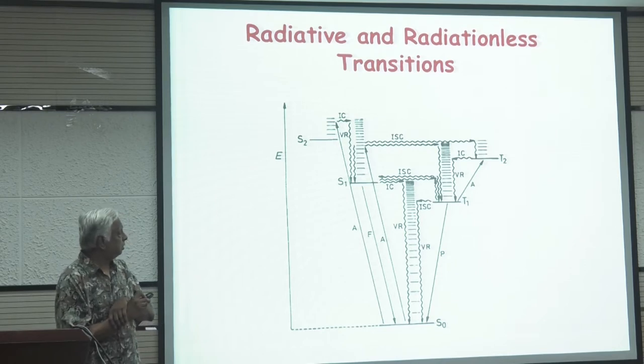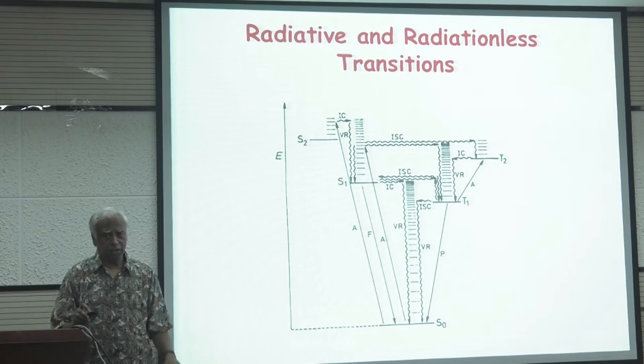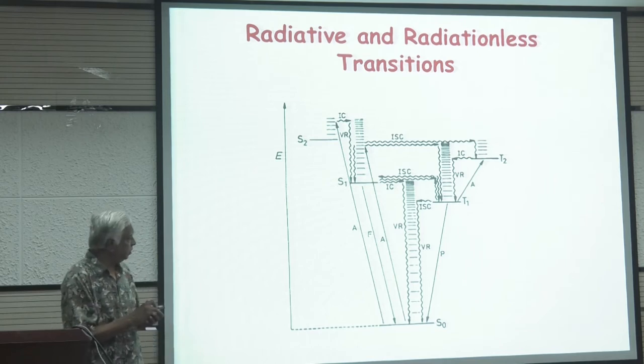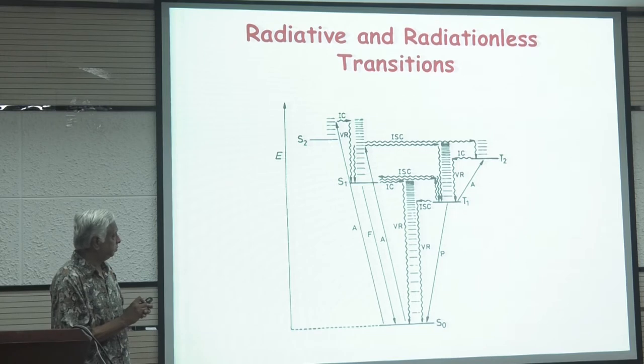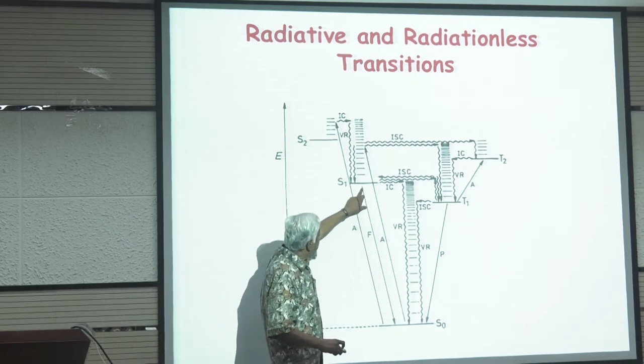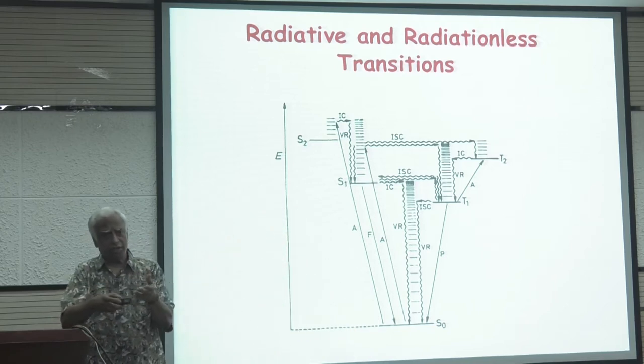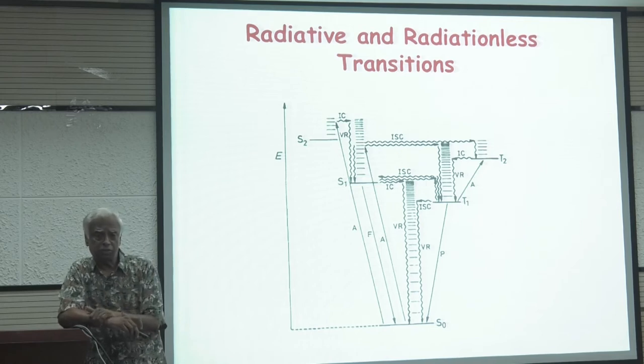Now, whether the molecule will go from here to here or from here to here depends upon some selection rules. We talked about selection rules, which are based on symmetry and on orbital overlap. Those things decide whether the molecule can reach this place or that place. Once it goes to any of these places, this solid line tells you it will emit light. The light that it absorbs, it gives away as light. That's what we call fluorescence.